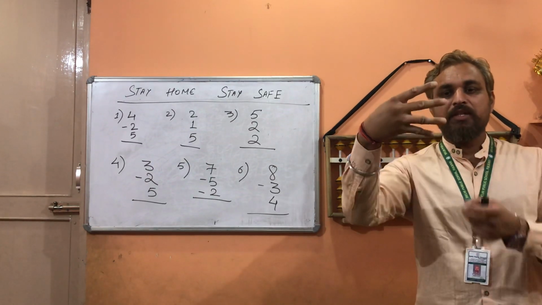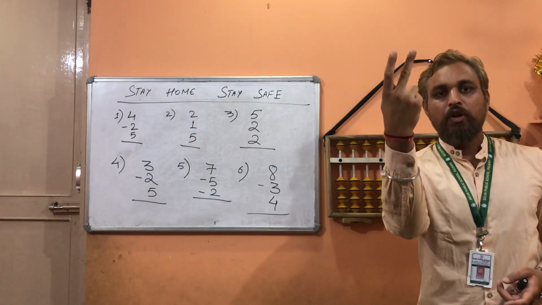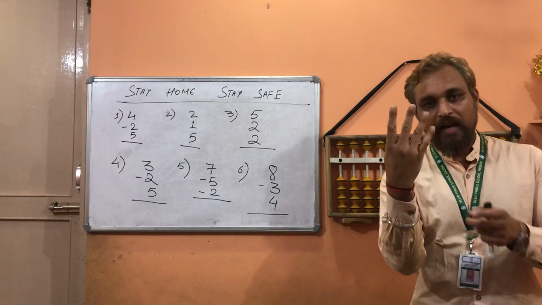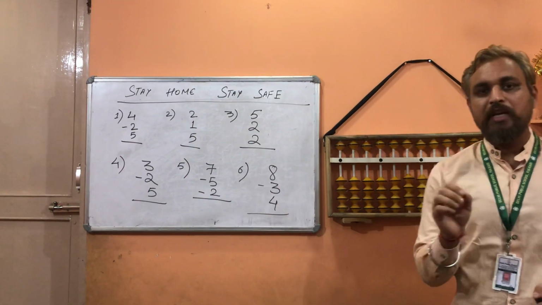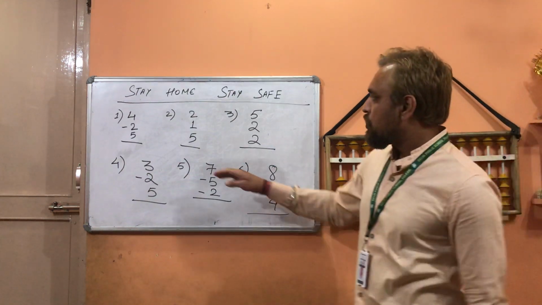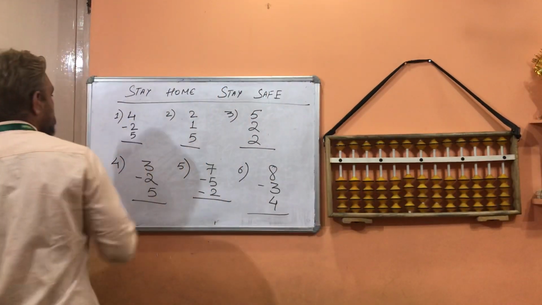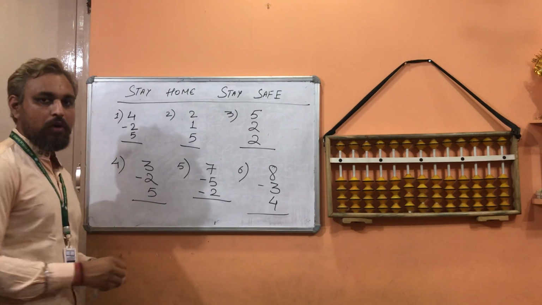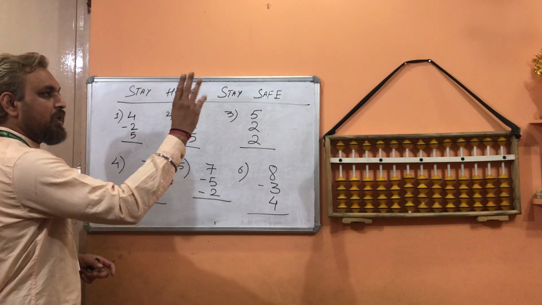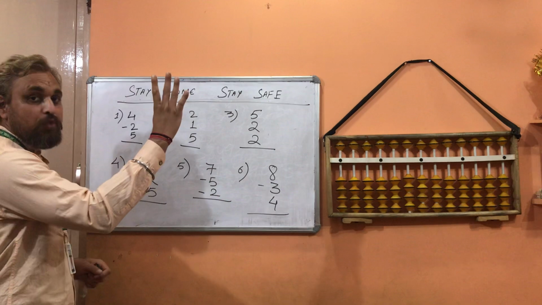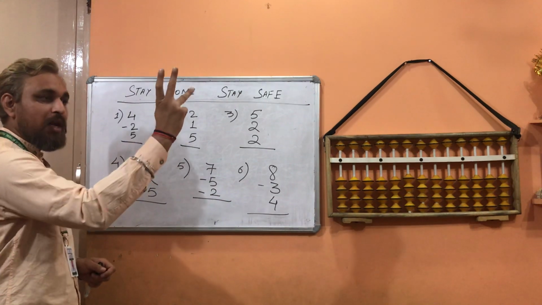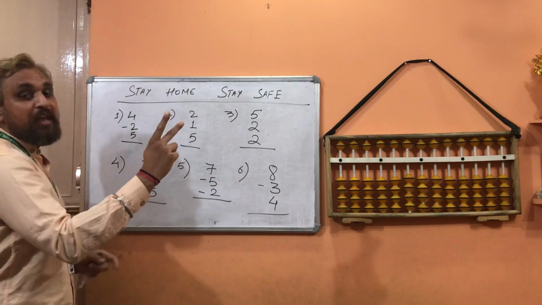This is our downside. So 1, 2. So we have to remove from the back. You just need to keep this in mind. So let's start a few questions from here. Number 1, 4. 1, 2, 3, 4. Minus 2. We have to remove 2 fingers. 1, 2. And then bring 5.